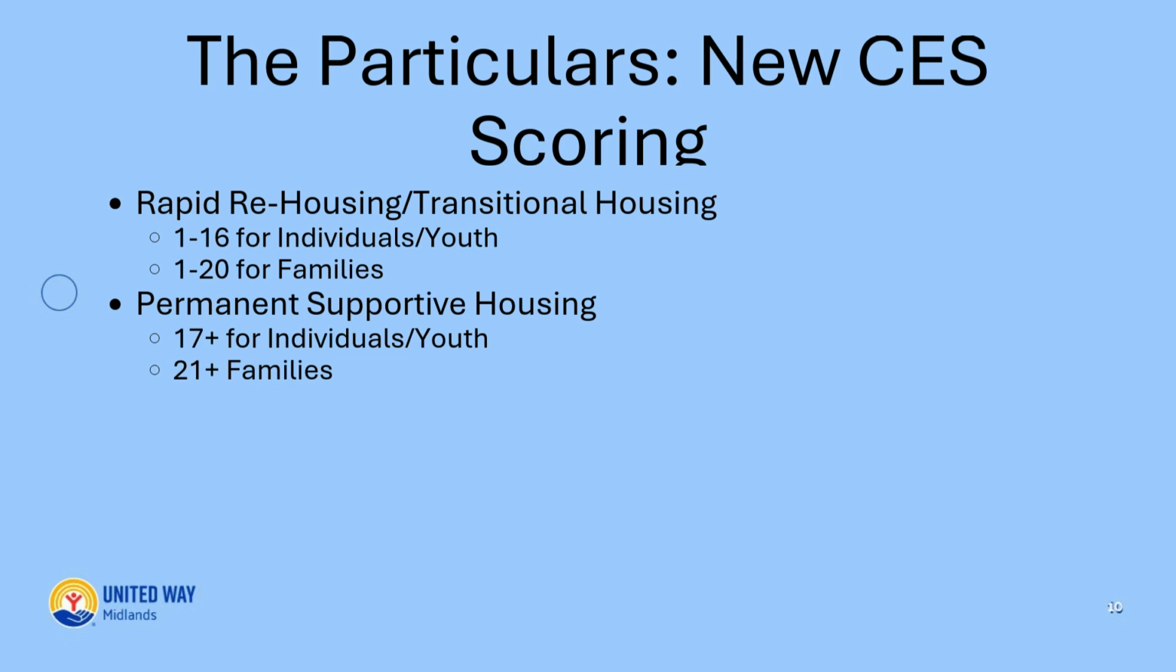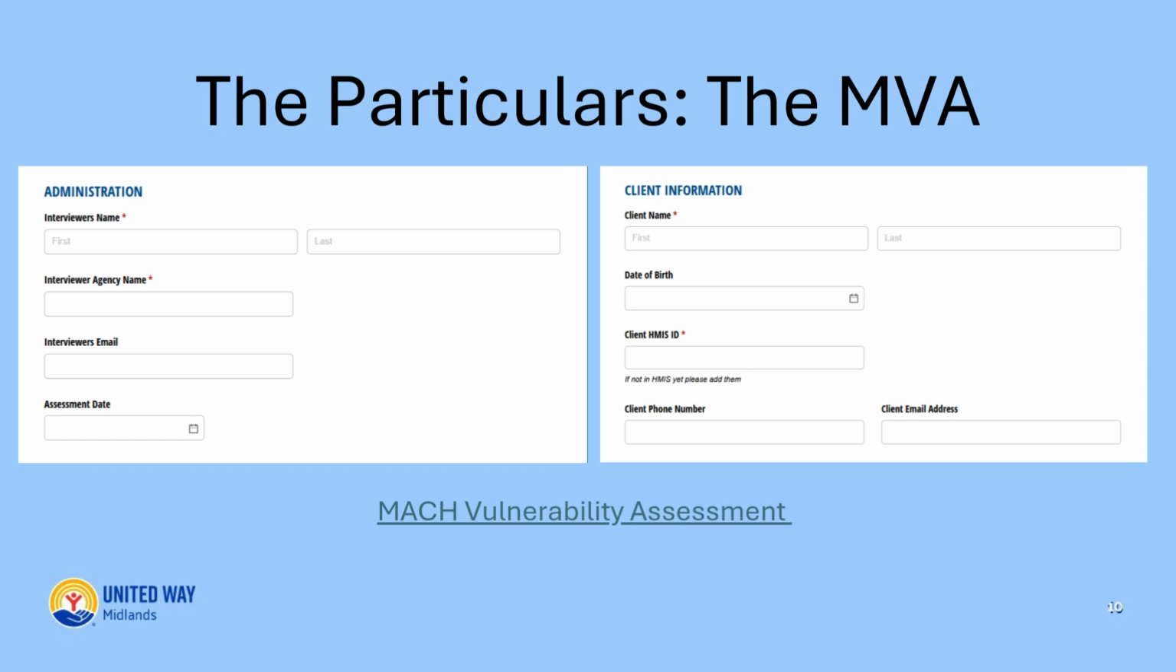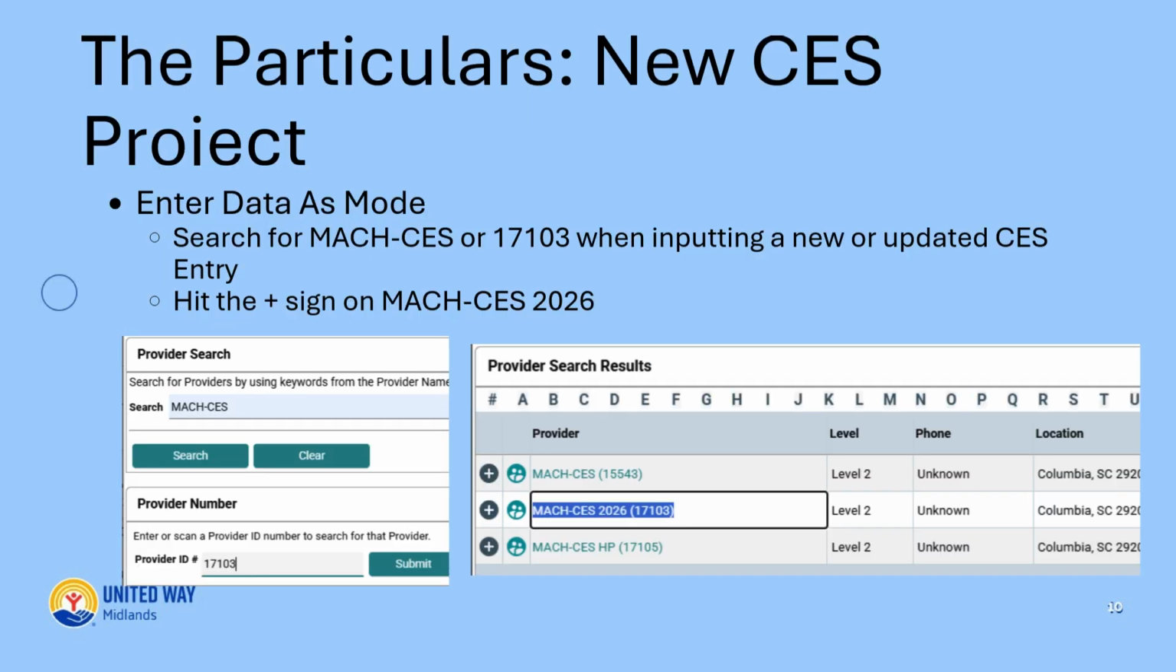Permanent supportive housing is going to be a score of 17 and above for individuals and youth, and 21 and above for families. And again, that's just the score. For permanent supportive, you also know that they have to have the requisite disability that qualifies, as well as the length of time homeless. We'll go through this MVA in a later training session, so we'll go ahead and walk through the new CES project in HMIS.